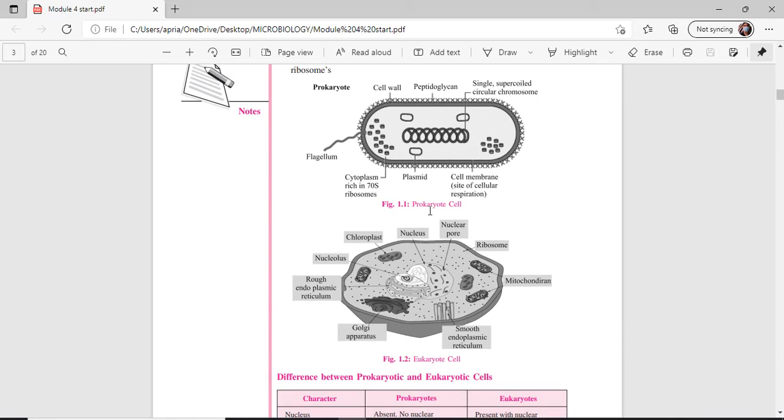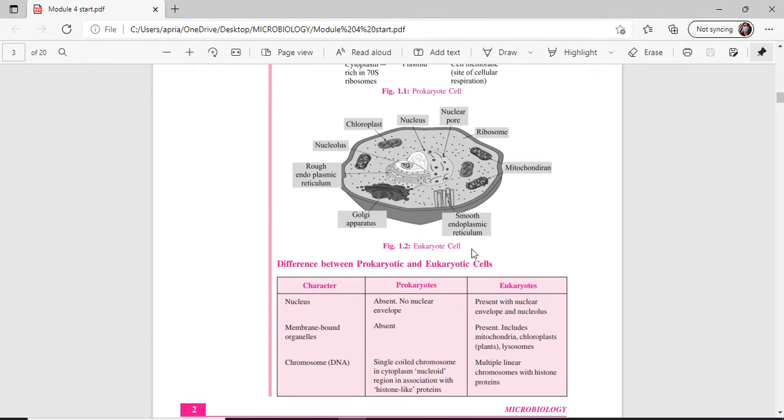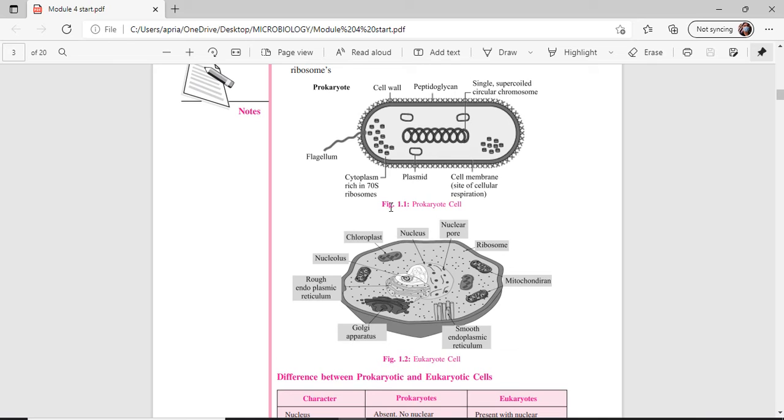Then you have the eukaryote cell in 3D. You have here the chloroplast, the nuclear pore, the ribosomes, and the mitochondria. Then you have the smooth endoplasmic reticulum, the Golgi apparatus, which you have probably taken up in biology, and the rough endoplasmic reticulum. Then the nucleus. Okay, this is a eukaryote cell, and you have the prokaryote cell.